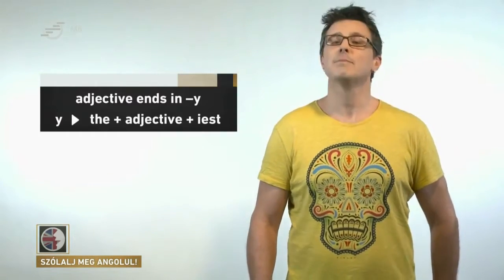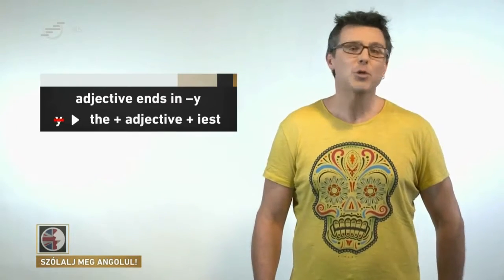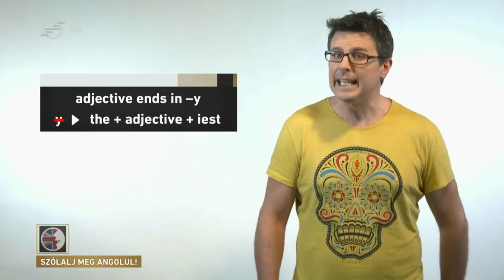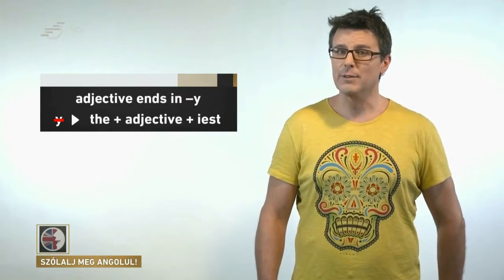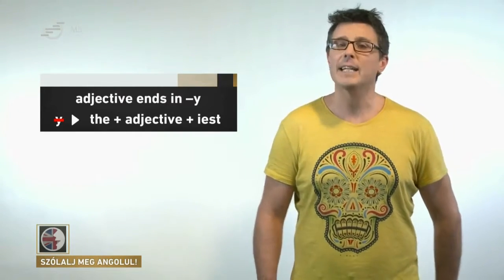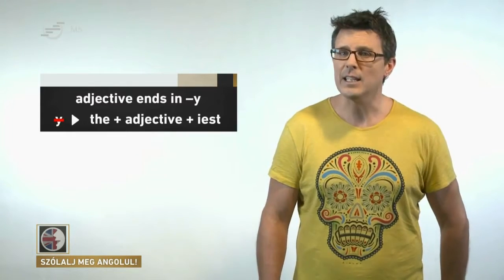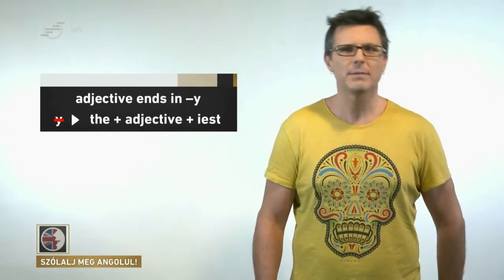Now what if the adjective ends in Y? Well, what did we do with the comparative form when the adjective ended in Y? Yes, right again. We dropped the Y and added ER, didn't we? And now, with the superlative, we drop the Y and add IEST, and then put the in front.